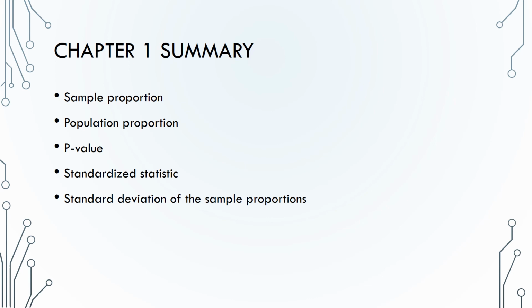At this point, you should also be able to interpret each of the following numbers in the context of the problem: the sample proportion, or the statistic for one categorical variable, the population proportion, or the parameter for one categorical variable, the p-value, the standardized statistic, and the standard deviation of the sample proportions.